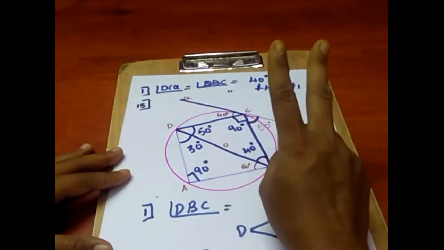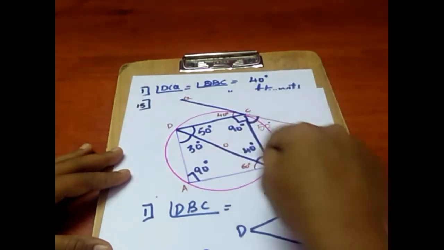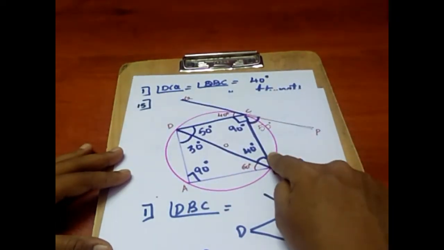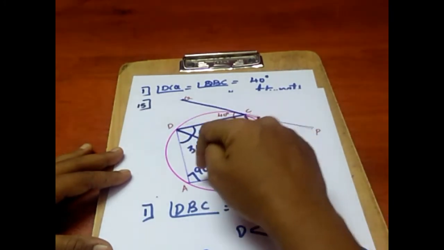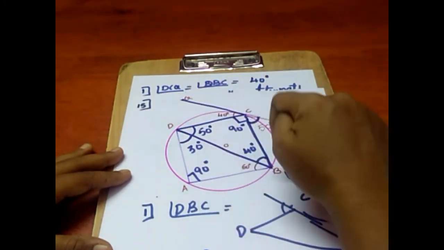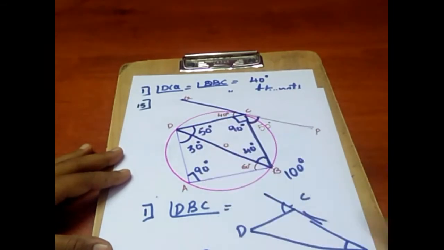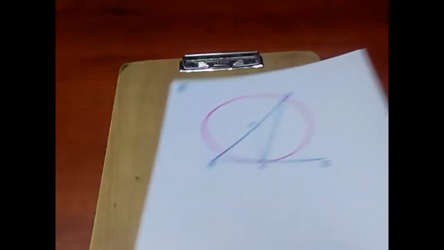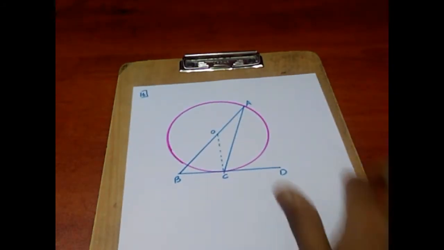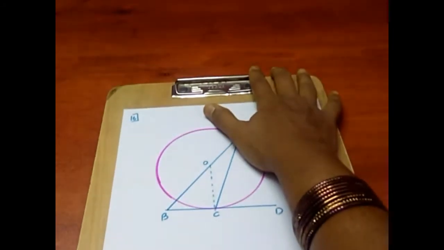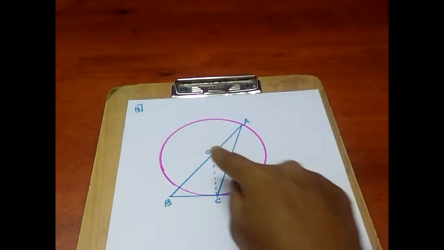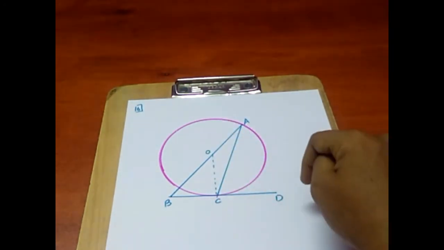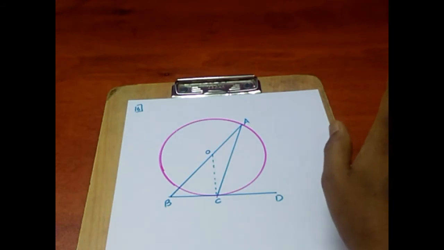The second method, or the alternate method: ABCD is a cyclic quadrilateral. Here angle B is 100 degrees. Hence the measure of angle ADB, the part of angle D, will be equal to 30 degrees. Next, question number 16. The given figure shows a circle with center O and BCD is a tangent at C.